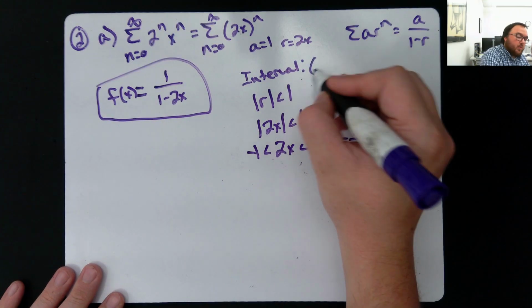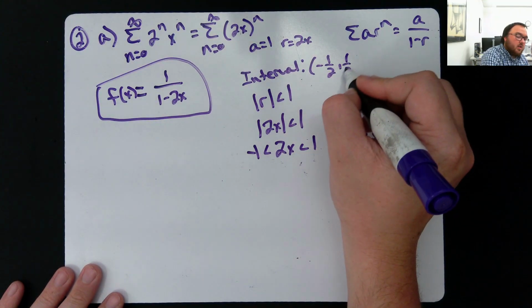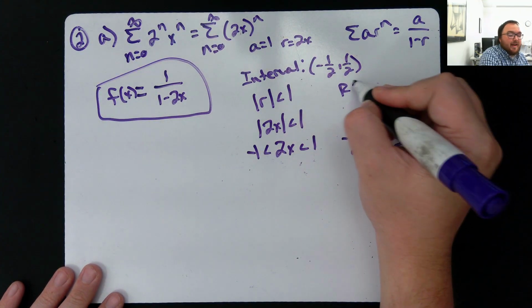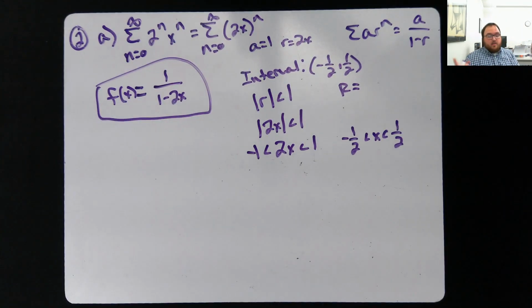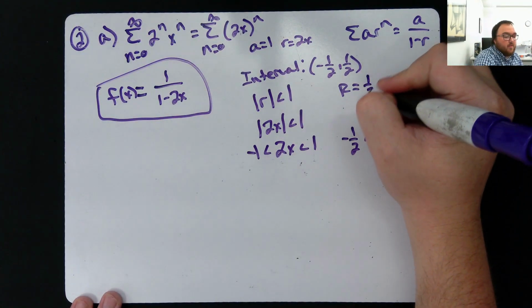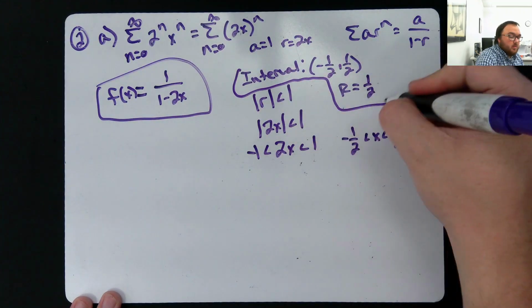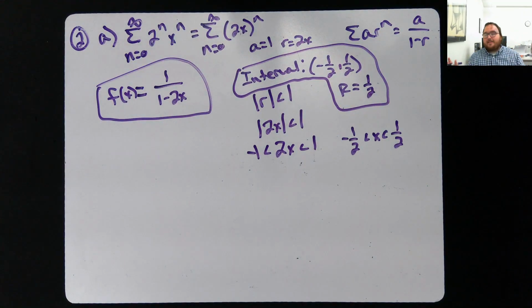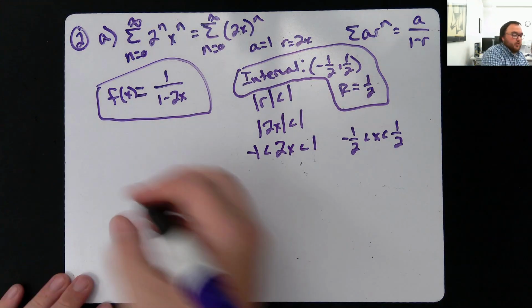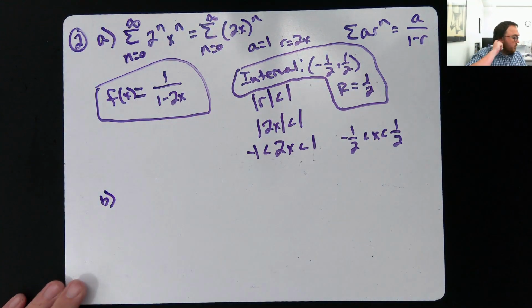So the interval is from -1/2 to 1/2. Remember, r is half of my length. My length is 1. Divide that by 2, and your radius is 1/2. That's it. Then example 2b is done the same way.